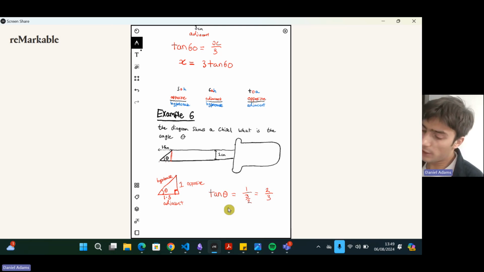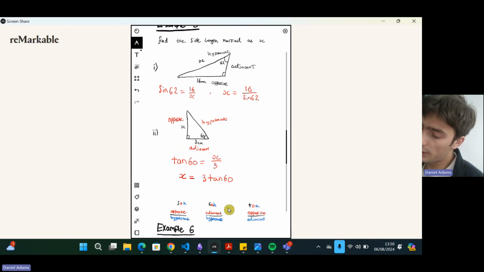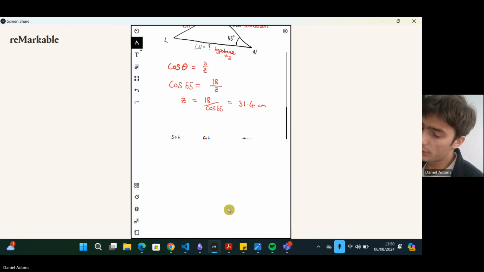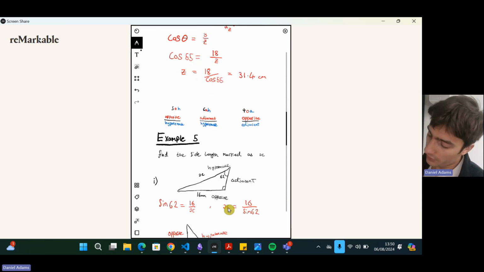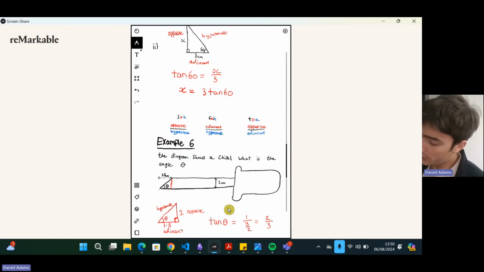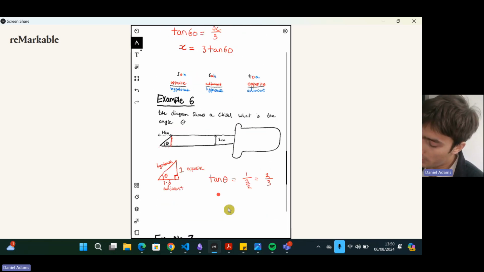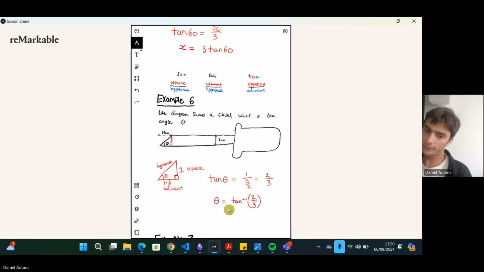Now I'm going to have to use what I showed you before, which is that we have to take the inverse of this tangent function. If we take the inverse on both sides of this equation, you end up with theta equals tan inverse 2 over 3. And it's as simple as that. You can plug this into your calculator, which we'll do.